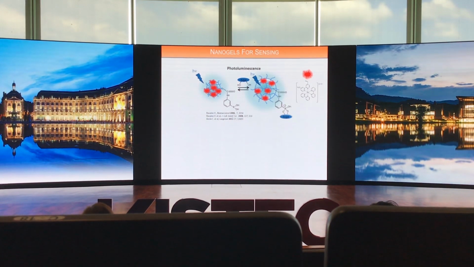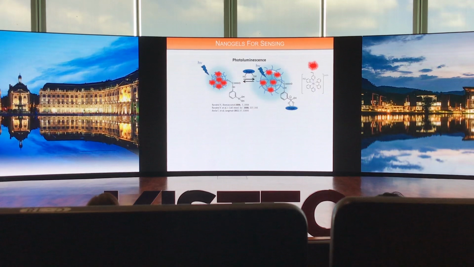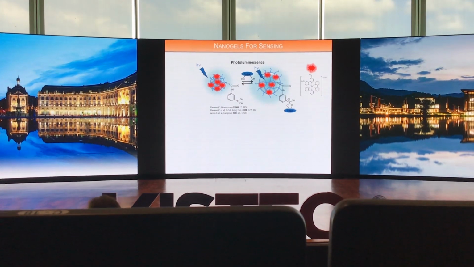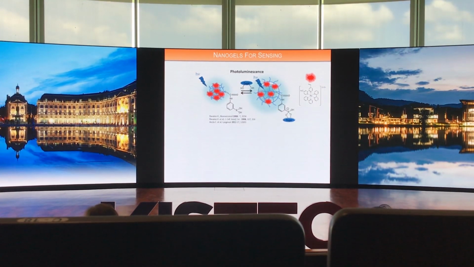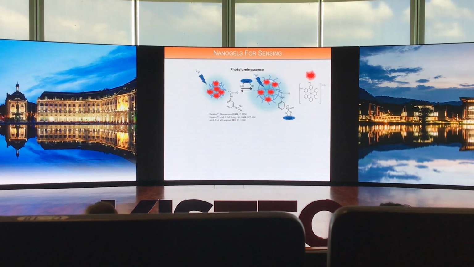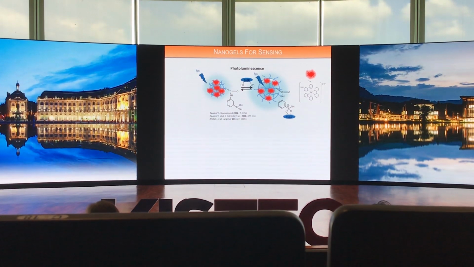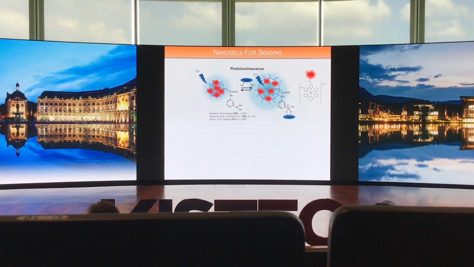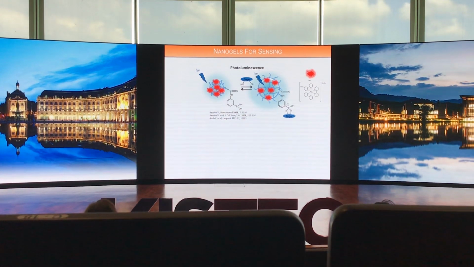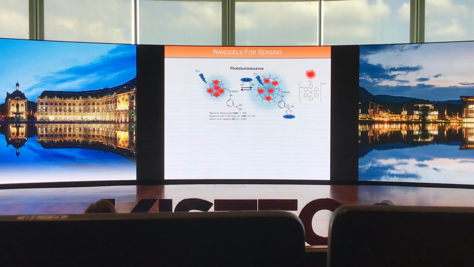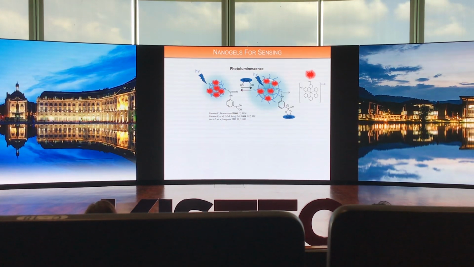So how can we do that? We modified the particles with a compound which is boronic acid, which is a ligand for diols. And in this case, the sugar will make a cyclic ester with the boronic acid, and it will induce the swelling of the particle. And at the same time, we functionalize the particles with the fluorophore, and the fluorophore here will be a complex of ruthenium.